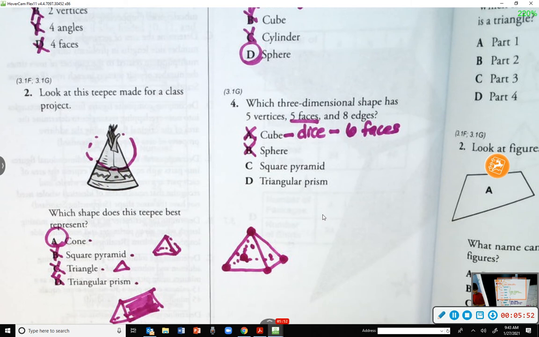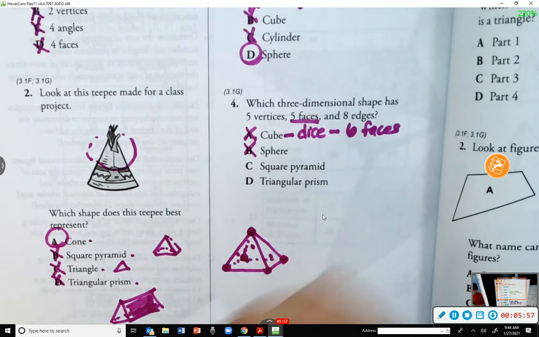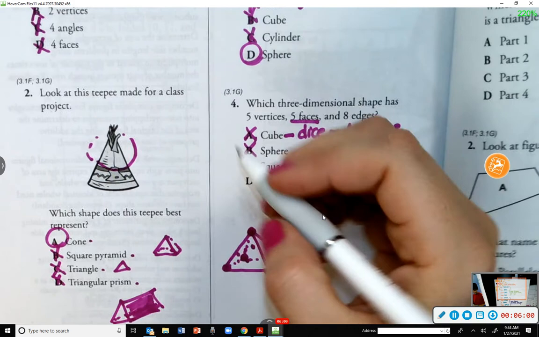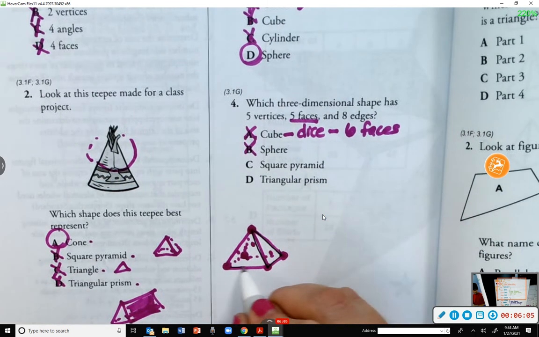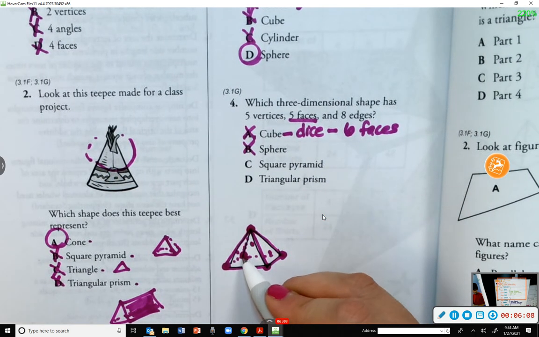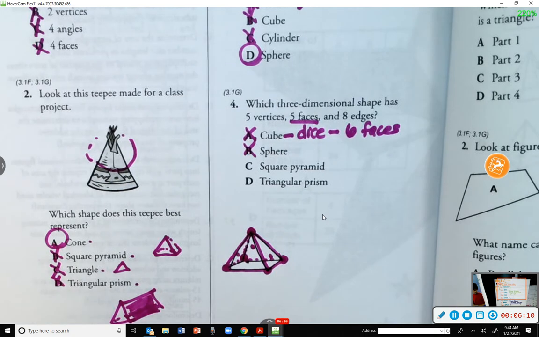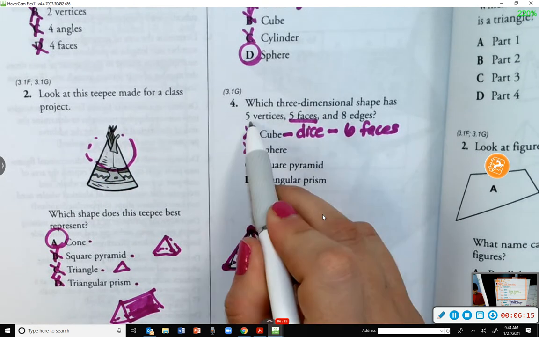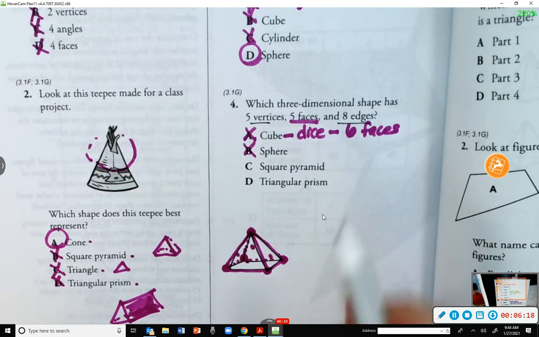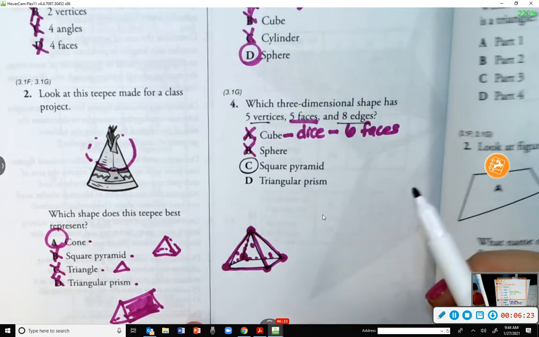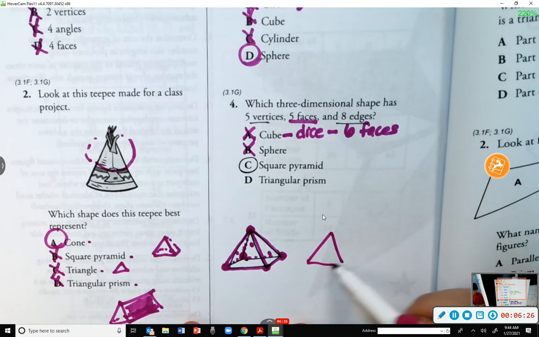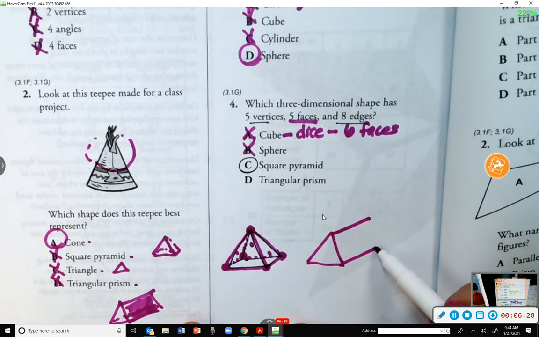Let's try edges. So what would I do to count edges? Kelsey? You would count the lines. 1, 2, 3, 4, 5, 6, 7, 8. 8 edges. So it had all of these. So the answer is square pyramid, C. I knew it was square pyramid because it's right up there. We can do the triangular prism too, just to be sure.